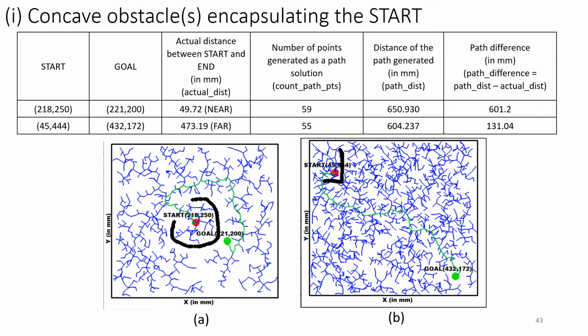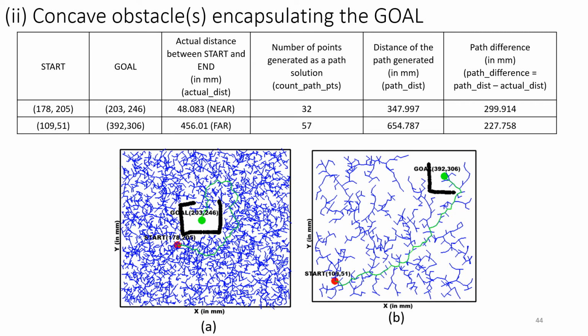In the near zone, despite the goal being nearer to the start, the path is not always straight as the search tree expands around the boundary of the obstacle. The path difference is higher in the near zone than the far zone because the actual distance between the start and the goal is way lesser than the path traversed along the boundary of the obstacles that encapsulates the initial point, which is start.